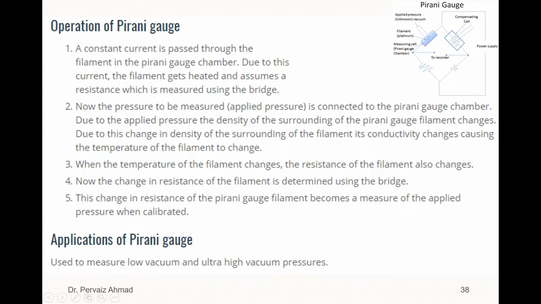Where can we utilize the Pirani gauge, or what is the application of the Pirani gauge? The Pirani gauge is basically used to measure low vacuum and high vacuum pressures. It is one of the most widely utilized gauges. You will most frequently encounter this kind of gauge if you're working with any sort of CVD system. Most CVD systems come with Pirani gauges. If you're working with high vacuum or even ultra high vacuum, you will encounter this particular kind of gauge.